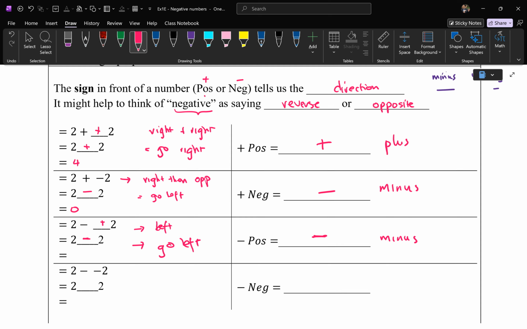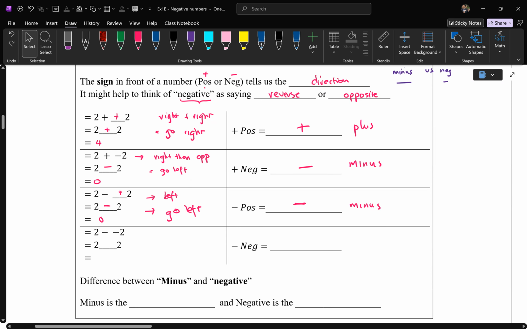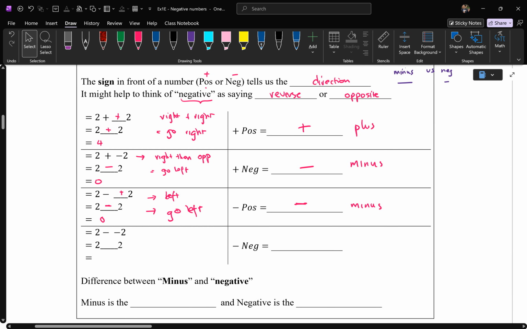All right, let's have a look at the last one then. Oh, didn't I? Oh, yeah, I didn't. Sorry. 2 minus 2, 0. Last one to copy for today. Here we go. So, let's look at the operation. It's a minus. Minus goes?